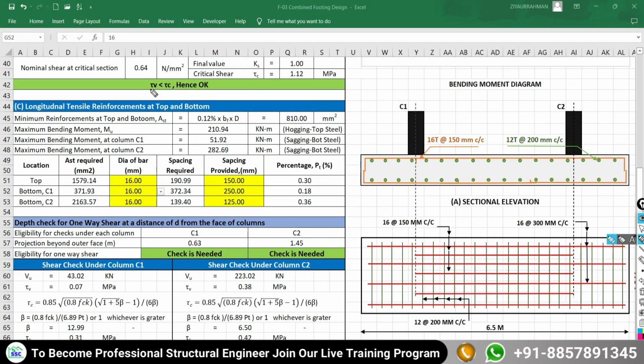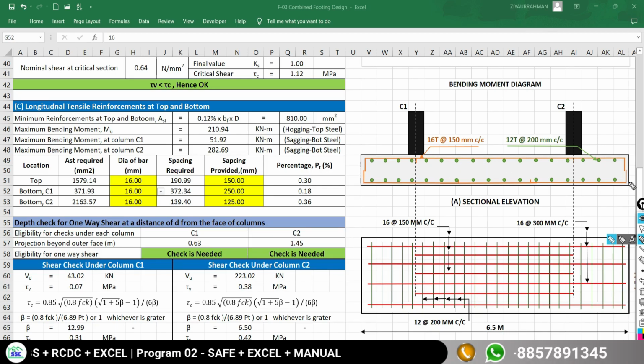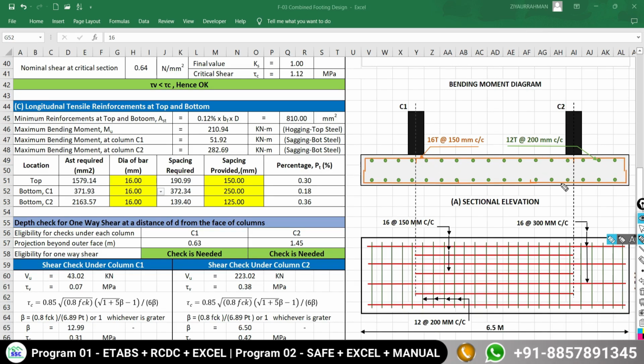After performing the punching shear check, the sheet will calculate the longitudinal reinforcement required along the length of the footing at its top face and at its bottom face. First of all, the minimum reinforcement required as per IS 456-2000 is 0.12% of the width of the footing and overall depth. In respect of this recommendation, the demand of reinforcement is 810 mm square. Wherever there is no requirement to provide reinforcement, there at least we have to provide 810 mm square.